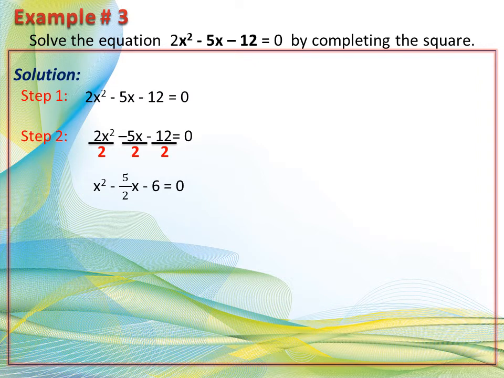Then, for step number 3, we're going to transpose the constant term to the right side of the equation. So, si negative 6, ililipat natin sa kanan. So, it will become positive 6. Ayan. Then, sumunod. For step number 4, multiply b by 1/2.